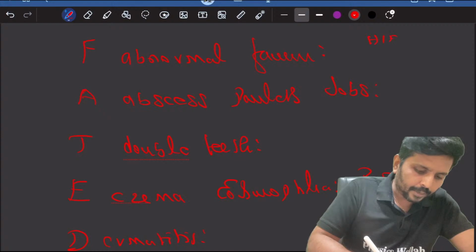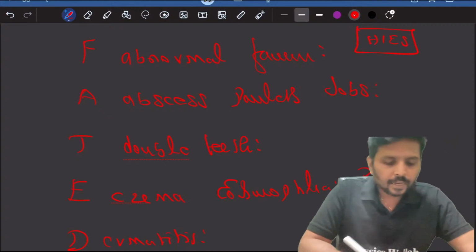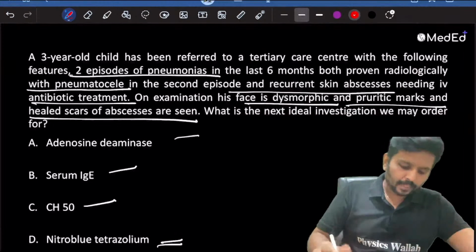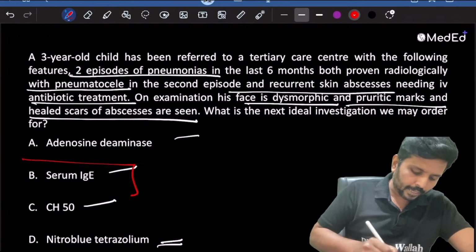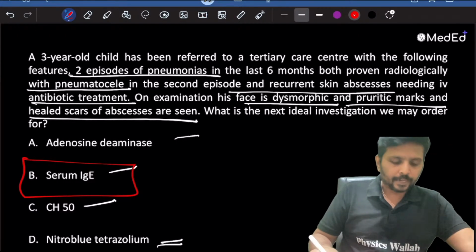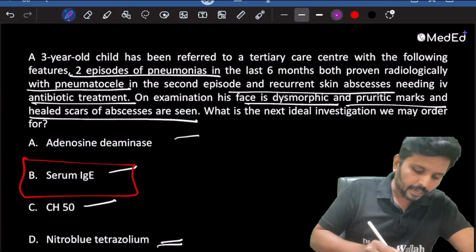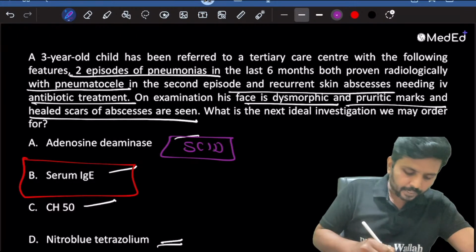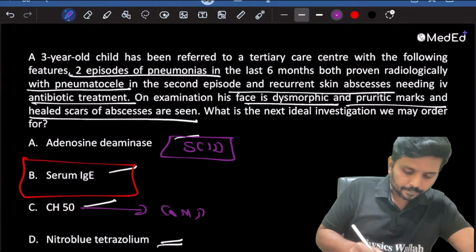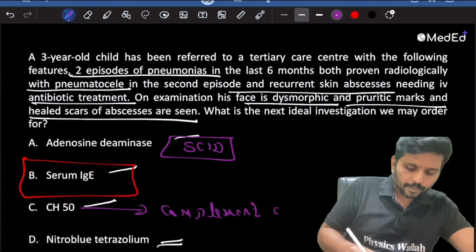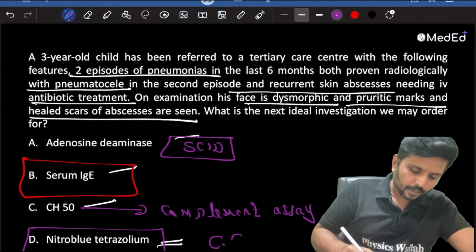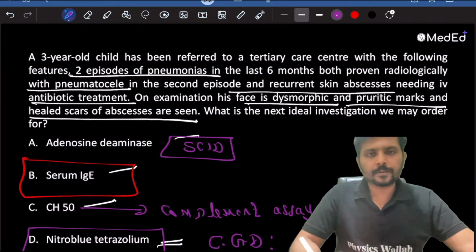So what is this called? This is called hyper IgE syndrome, which is a combined immunodeficiency involving T cells and B cells. So the answer for this question is hyper IgE. So the answer is B. Adenosine deaminase is mainly meant for severe combined immunodeficiency. CH50 is for complement assay, whereas nitroblue tetrazolium test is for chronic granulomatous disease. Right?